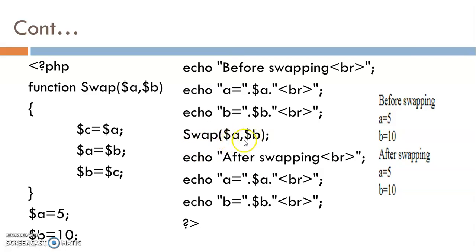This function call only passes the value, or argument by value. So 5 and 10 are passed to the function, but the function receives these two values, stores them in two other variables a and b, and performs swapping on these two variables. So these changes are made within this function only, not in the original values of a and b. Okay, so the output is the same: after swapping, a equal to 5 and b equal to 10. So no swapping is performed on the original arguments.